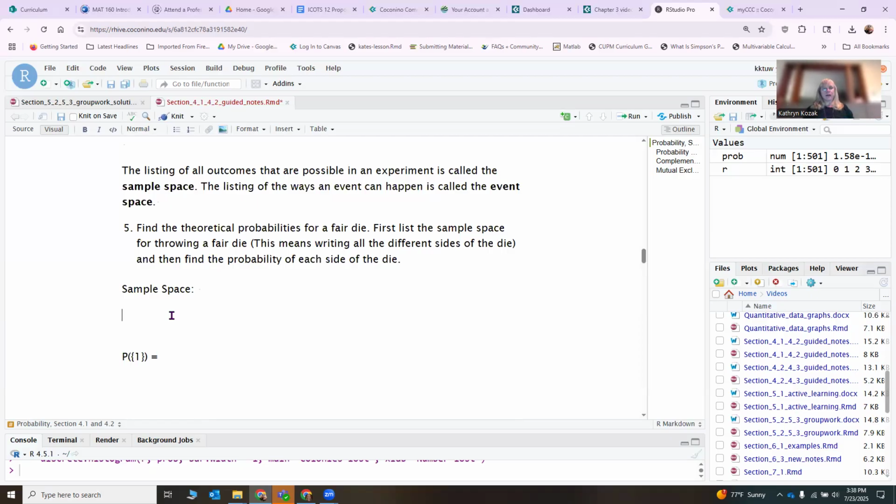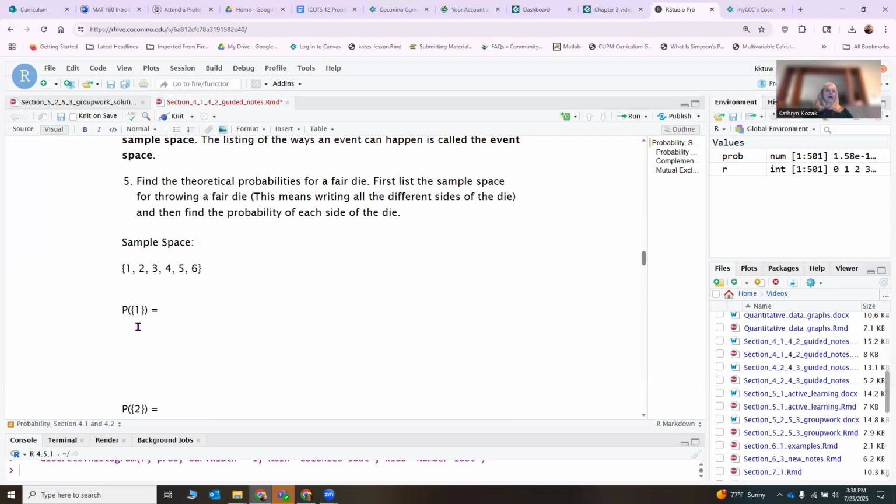So my sample space, and I'm going to use set notation, so it's a curly bracket. And I can get a 1, I can get a 2, I can get a 3, a 4, a 5, and a 6. So I'm actually listing what ways they can happen. Then I notice once I count 1, 2, 3, 4, 5, 6, there are 6 different outcomes in my sample space.